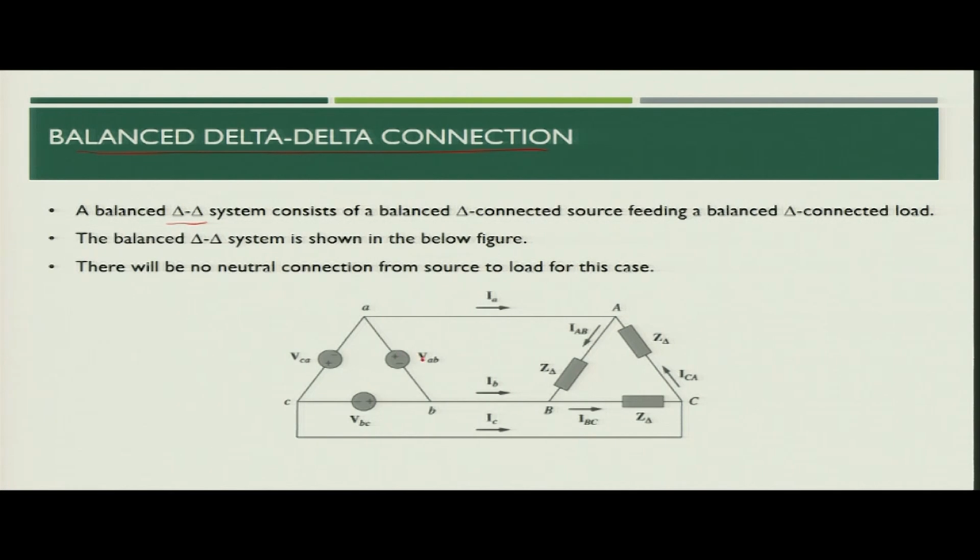So, the source voltage, that is VAB, and VBC and VCA will be applying across the load impedances also. So, if the line current is IA, IB, IC, in the load we consider phase current as IAB, IBC and ICA. Now, since both are balanced delta delta connections, we will not be able to put neutral from source to load, because we cannot identify neutral in case of delta delta connection.